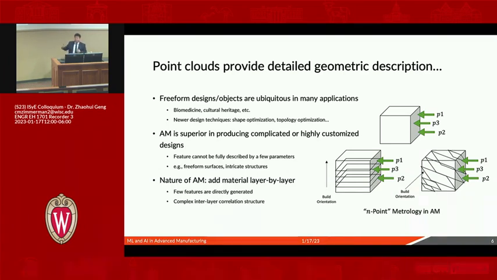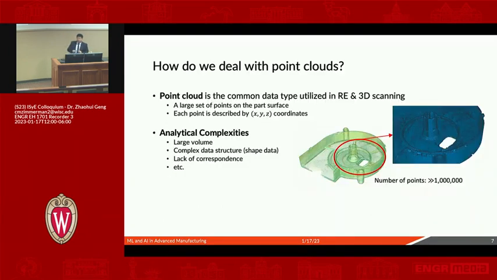Therefore, we adopt point clouds to give us a very detailed description. Now, if we utilize point clouds for this analysis, what are point clouds, right? A point cloud is a very common data type for 3D vision, reverse engineering, and 3D scanning. It's actually quite simple. It's just a set of points on the part surface, and each point is described by its x, y, and z coordinates. But at the same time, there are some challenges when analyzing them.